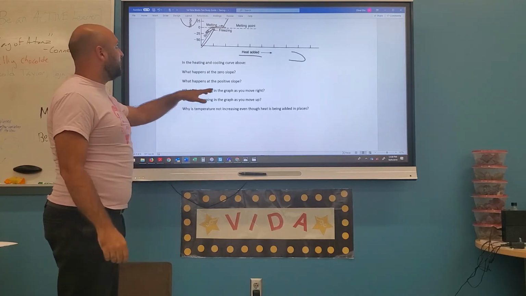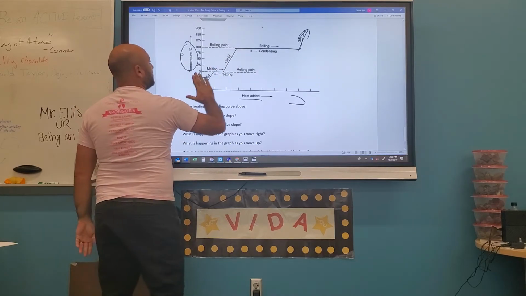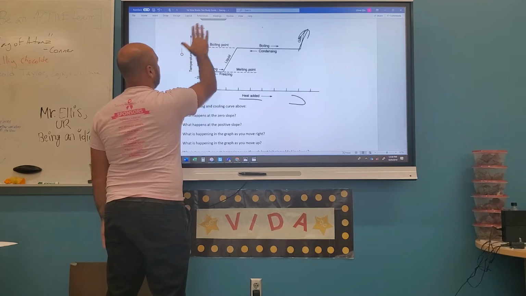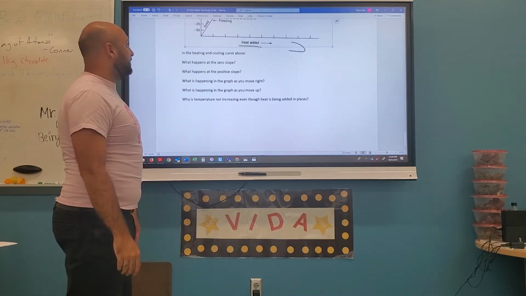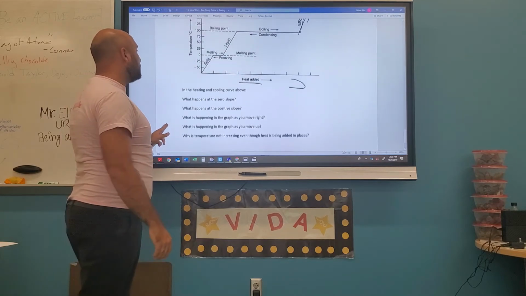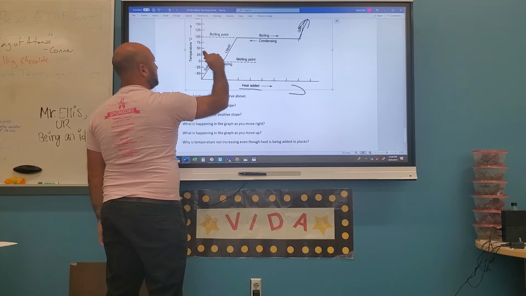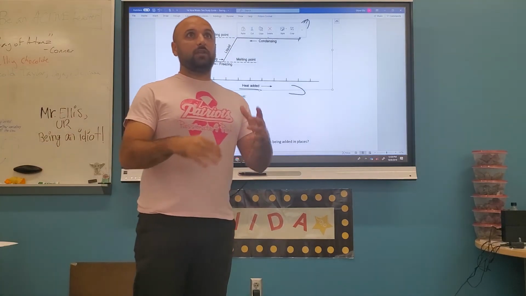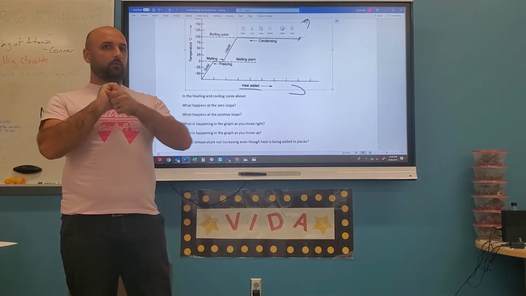What happens as you move to the right? You're adding heat. What happens as you move up? You're increasing temperature. So you'll notice that sometimes there's no movement up. It's a flat line, meaning there's no temperature increase. Okay? Why is temperature not increasing even though heat is being added in places? Because they're changing state. So temperature's going to stay the same while the state changes. Once it's all changed, then the temperature will start going back up. But you can only use the heat for one thing. Okay, so it's either increasing the temperature or breaking the bonds.